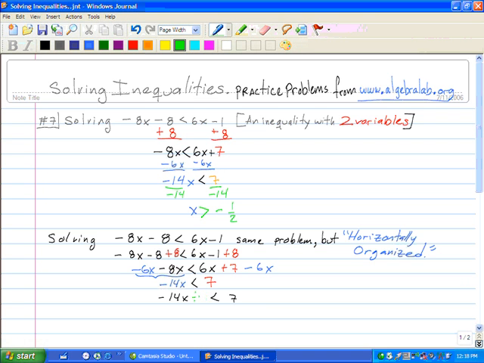Remember, this is the other symbol for dividing. Either symbol means the same thing. Switch the symbol or reverse it since I divided by a negative. And again, I can reduce this as a negative 1/2 or a negative 0.5.